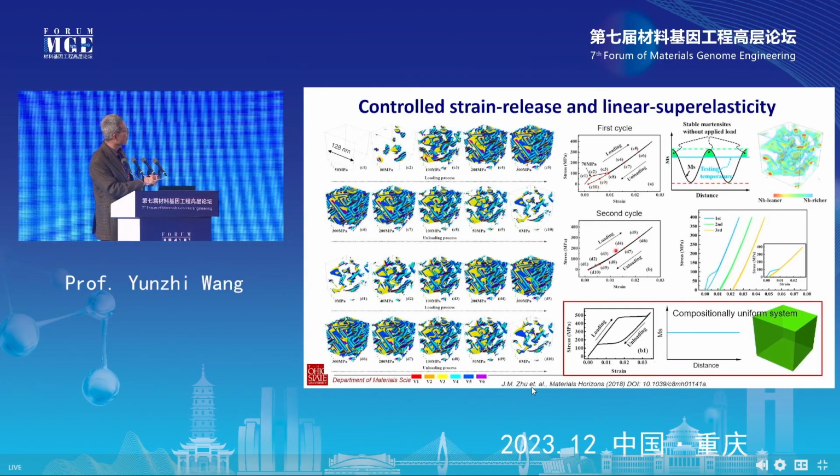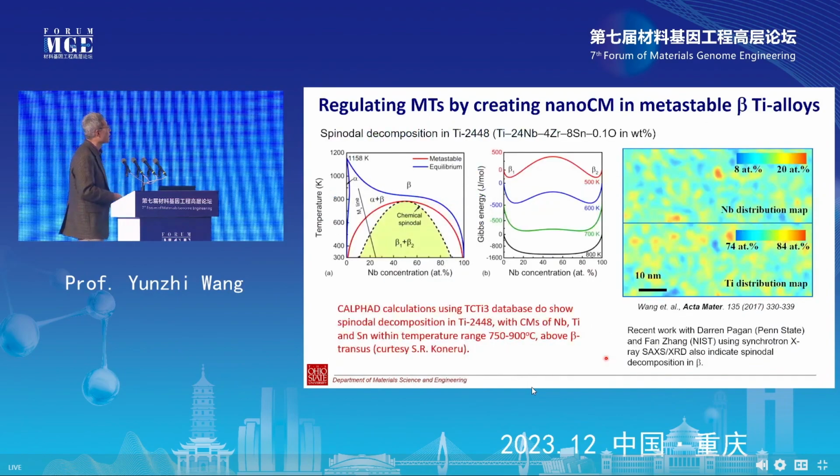When you go to the second cycle, those embryos you already induced are not going to disappear upon unloading. They become stable, they stay there. Then when you go to the next cycle, they serve as embryos that already exist, and simply grow, and they completely eliminate this plateau. So you have this stress strain curve. If you do the third cycle, you can tell these two curves on top of each other are quickly stabilized. If you compare to the uniform system, you have a huge miscibility gap. All right, so that's what we have.